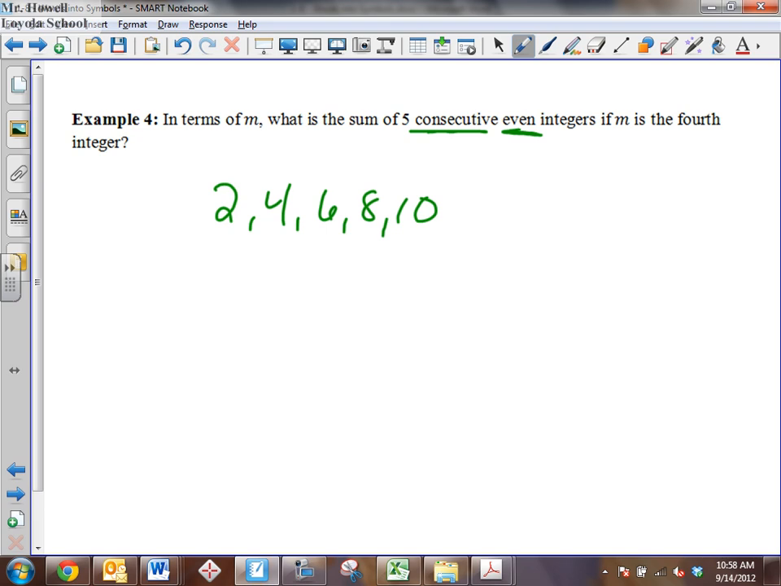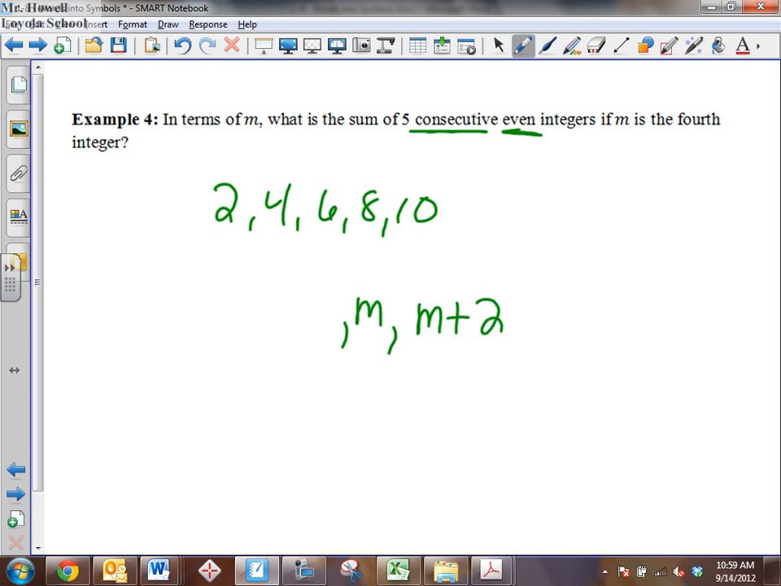Now, we're told that m is the fourth value, or the fourth integer. So go ahead and put an m right here. Because take a look, isn't 8 the fourth integer in that set from 2 to 10? So in this case, m would take the place of 8. Well, next, ask yourself, how do you get from the 8 to the 10? Well, you add 2. So the next term is just going to be m plus 2.